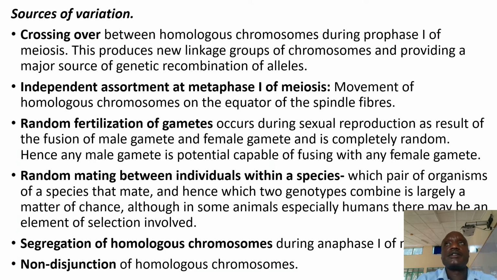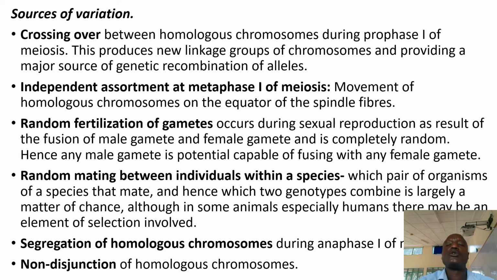Last but not least, let us also talk about the sources of variation. Crossing over is the exchange of homologous chromosomes during prophase 1 of meiosis. This is very important because the effect of crossing over is that it introduces new gene combinations within the population.